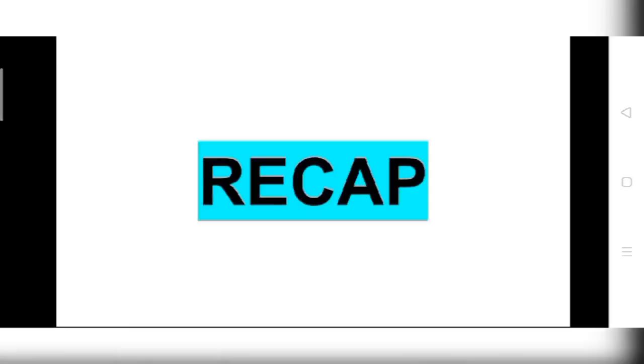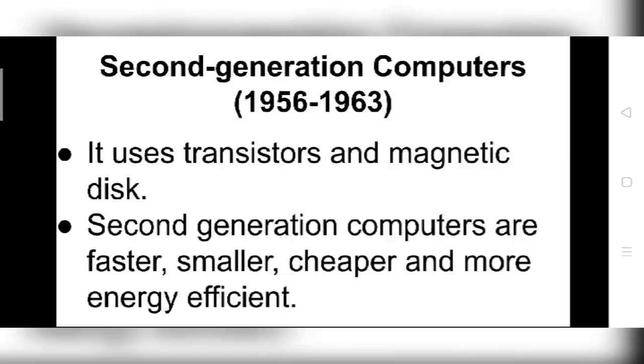Alright? So let us see what we have studied in our previous class. We completed two topics, second generation computers and third generation computers, so we are going to do a quick revision. First, second generation computers. The time period was from 1956 to 1963. The elements are transistors and magnetic disk. Second generation computers are much faster, smaller, cheaper and more energy efficient.